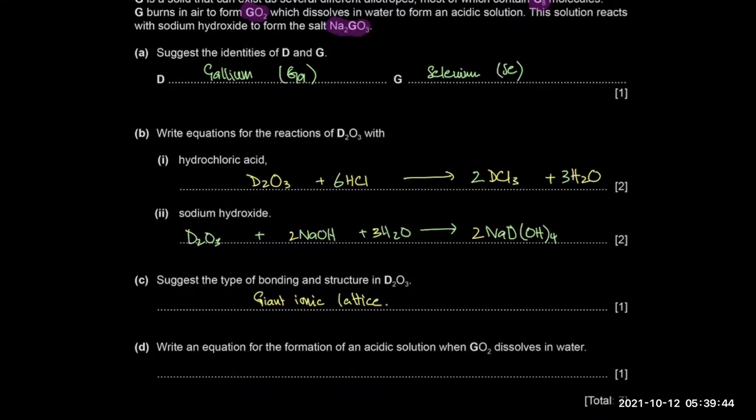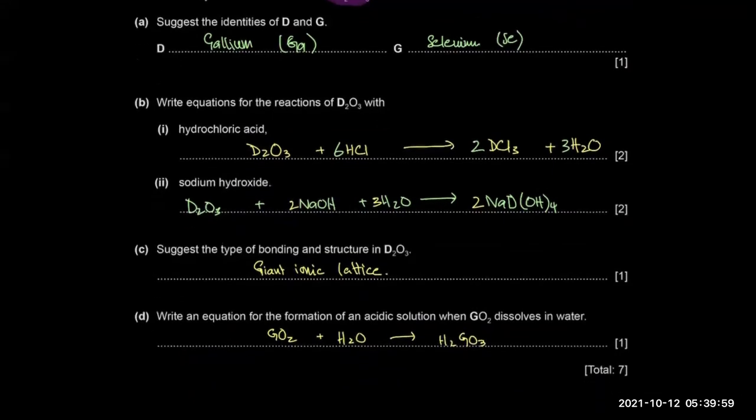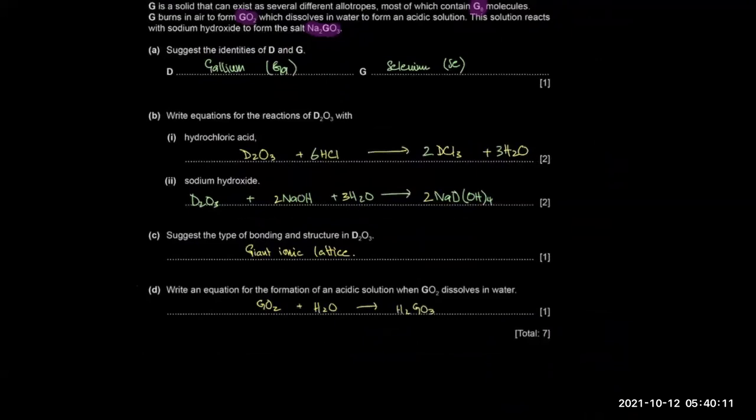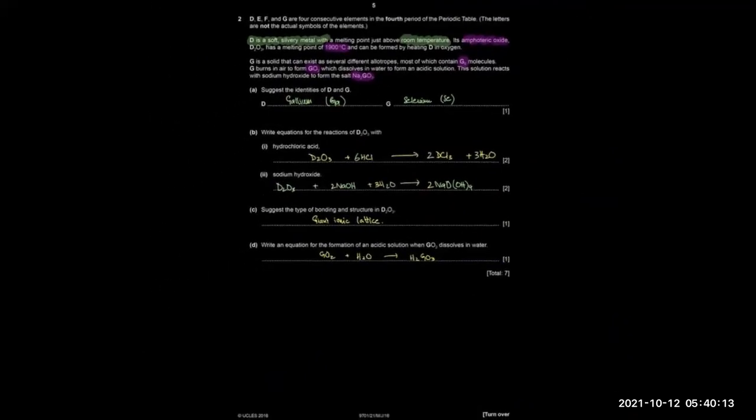Write an equation for the formation of an acidic solution when GO2 dissolves in water. This one's simple. Like sulfur dioxide, just say GO2 reacts with water to form H2GO3. If you guys remember, what did sulfur dioxide form? Sulfite ion. It's the same idea. Okay, same idea here, because we saw G in group 16, selenium. There we go.